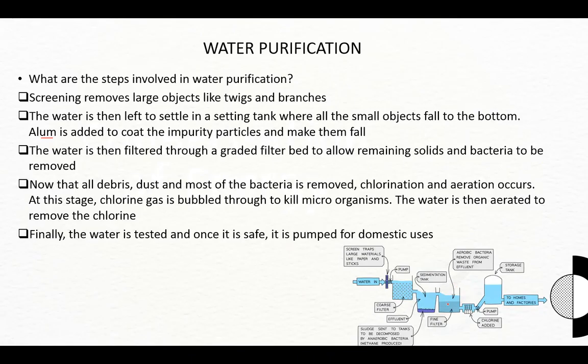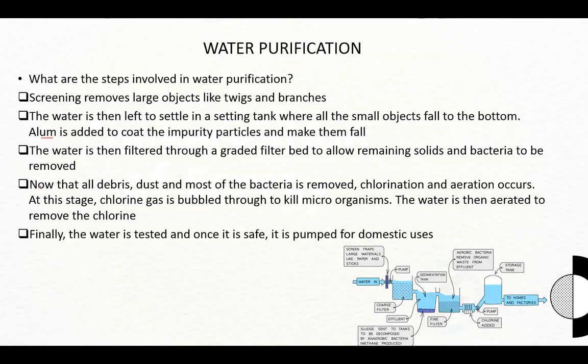So this is this part here, right? You have aerobic bacteria that remove organic waste from the effluent, right? That's the water here after the sludge, or the material, has settled to the bottom.